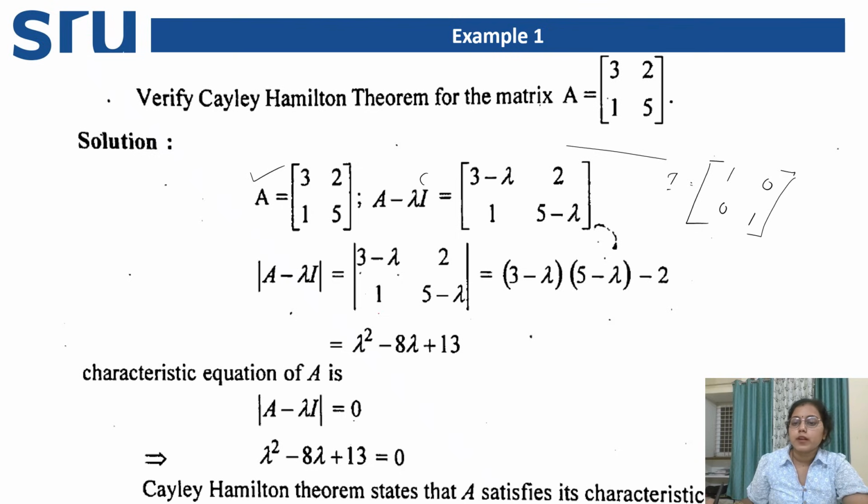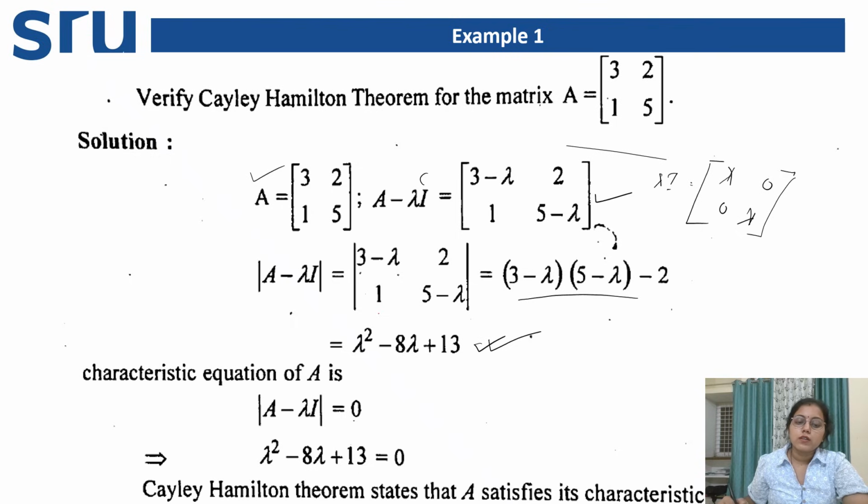Simply you have to multiply by lambda here, do the scalar multiplication by lambda. So you get lambda 0 0 lambda. Then simply subtract lambda I from A. You get this matrix. Now take the determinant of this matrix, simply cross multiplication. So you get this equation. When you solve this, finally this is your characteristic equation of A.